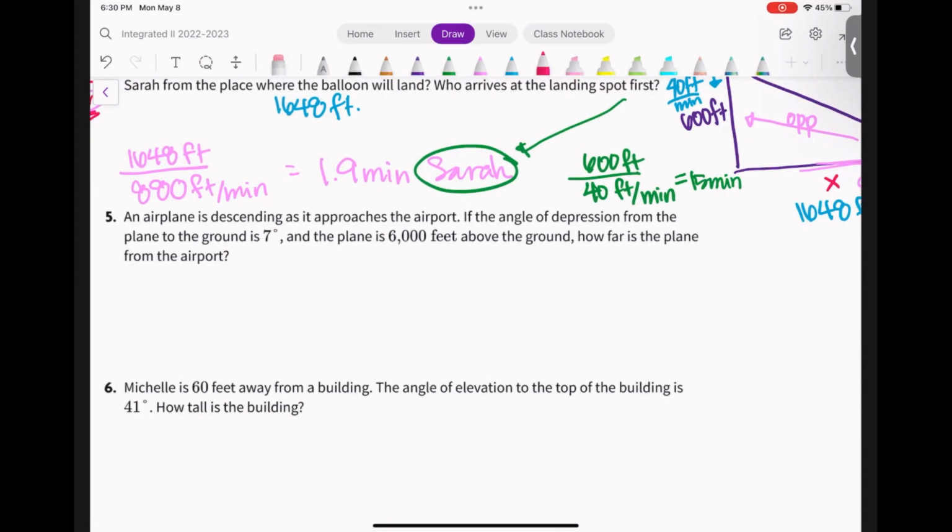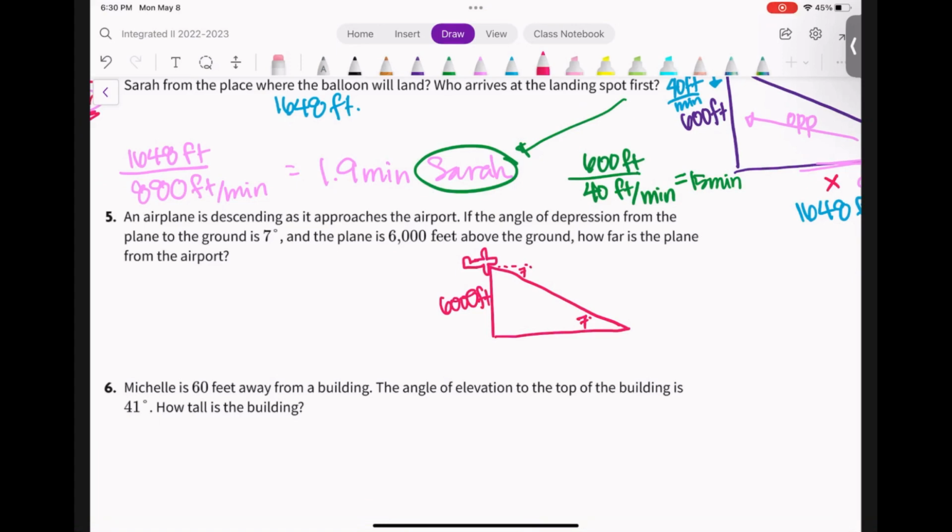Okay, now that you're back, here's my picture. So here's my plane. Miss Johnson, she's such a great drawer. Looks like kind of like a person. Okay, he's 6,000 feet above ground. The angle of depression is 7 degrees, which you know now is the same as the angle of elevation.